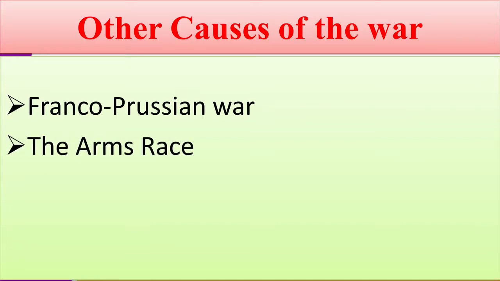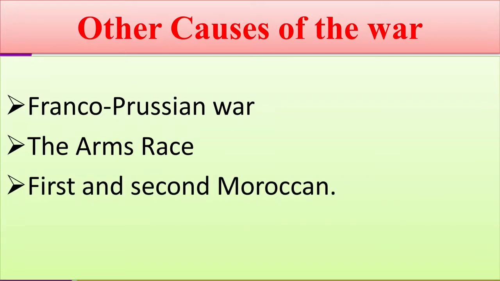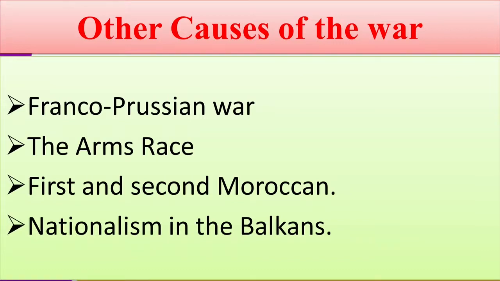The arms race: the countries were in a race to compete with one another in terms of producing dangerous weapons. So this was the cause that made the war start. Another was the first and the second Moroccan crisis. We are going to discuss this one in detail. Another one was nationalism in the Balkans. We're going to discuss them in detail after this.